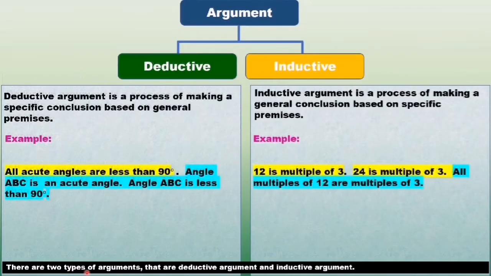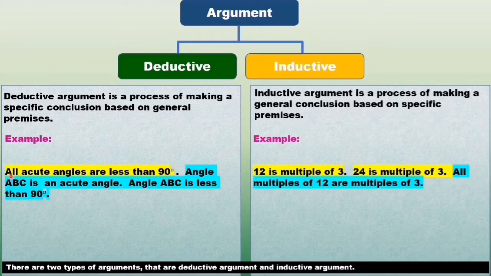There are two types of arguments: deductive argument and inductive argument. Deductive argument is a process of making a specific conclusion based on general premises. For example, all acute angles are less than 90 degrees. Angle ABC is an acute angle. Angle ABC is less than 90 degrees.